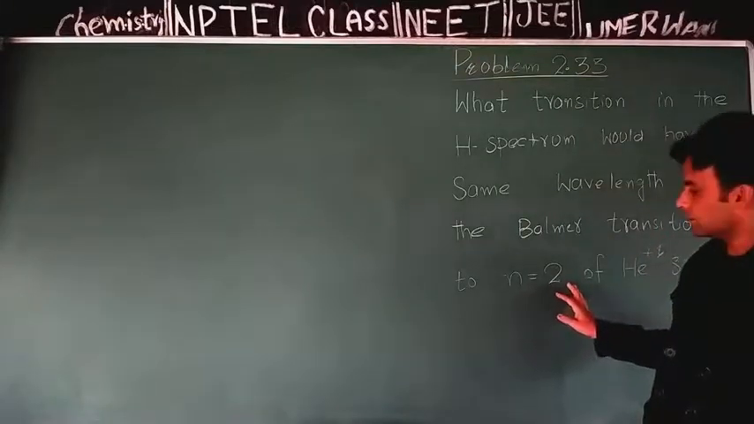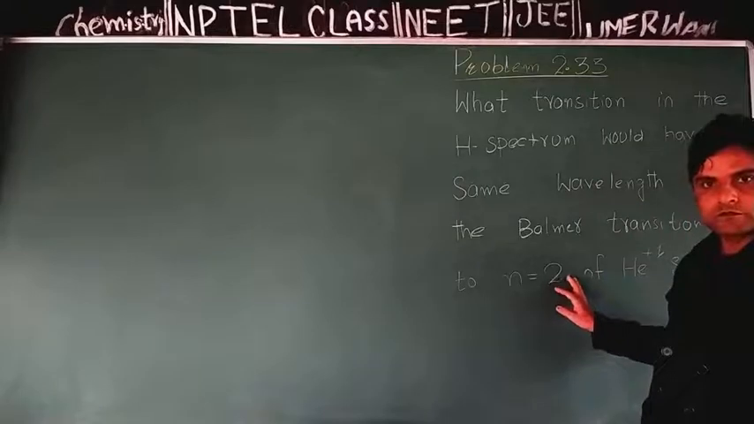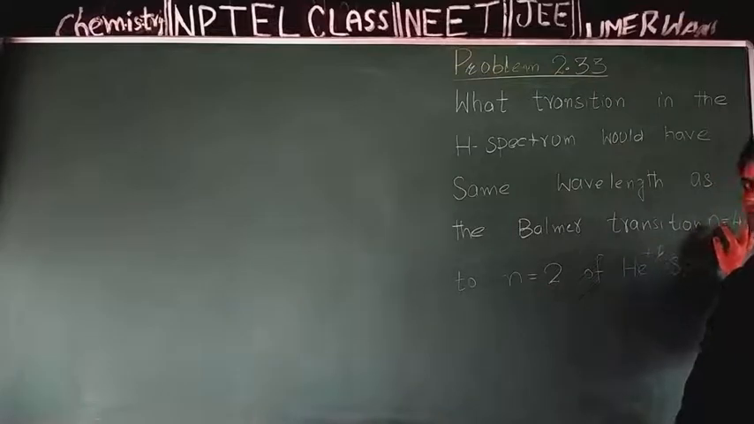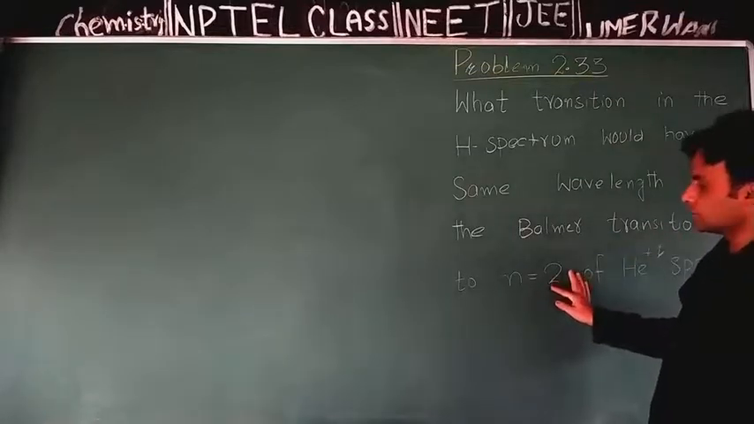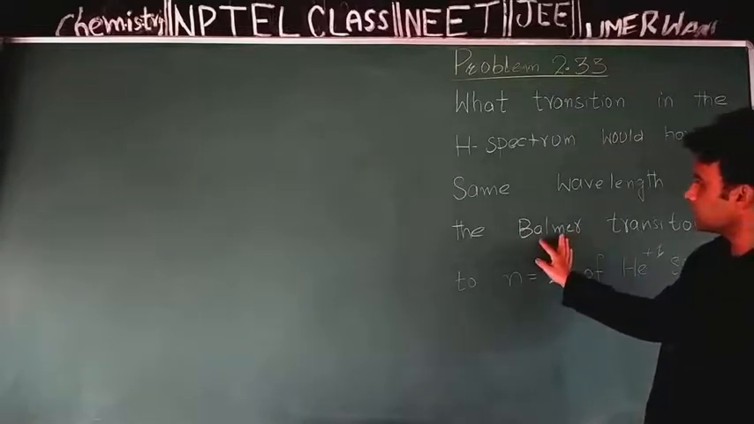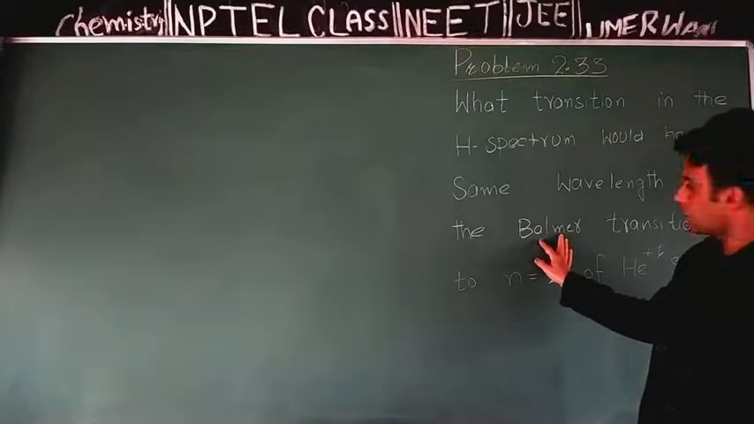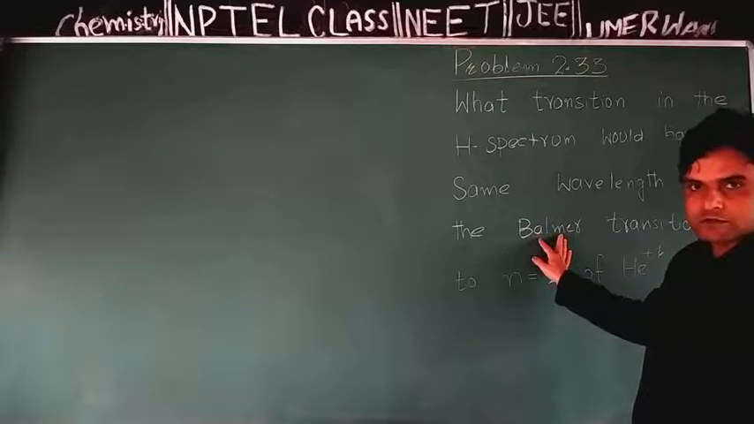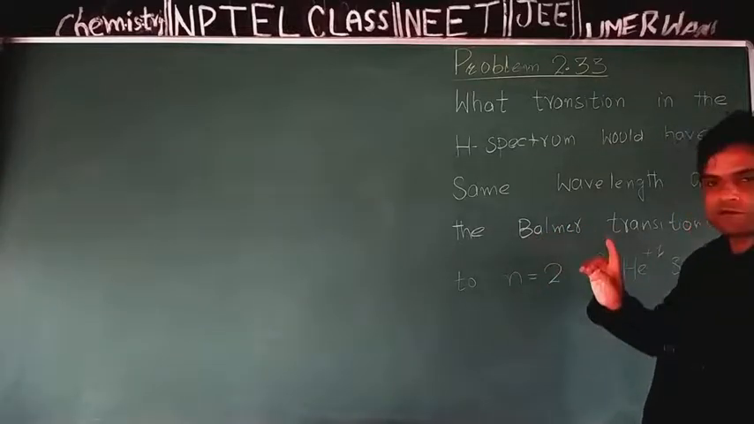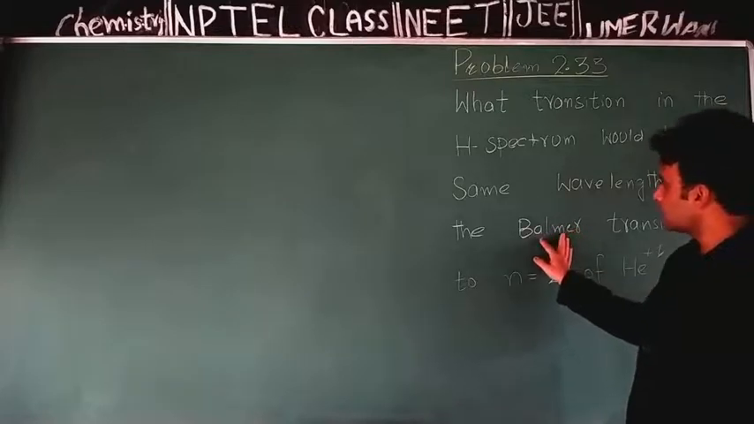So the transition is defined here, that the electron transition is occurring from n equal to 4 to n equal to 2. And it is also mentioned that the wavelength of quantum of radiation emitted during this transition lies in the Balmer series. In the spectrum for this transition we will get one line, and that line lies in the Balmer series.